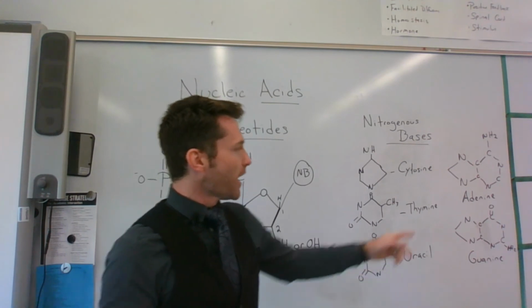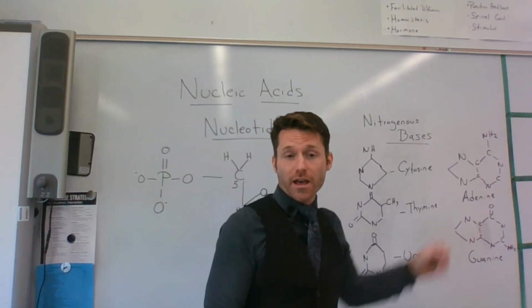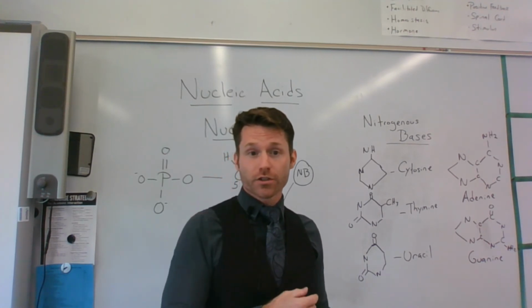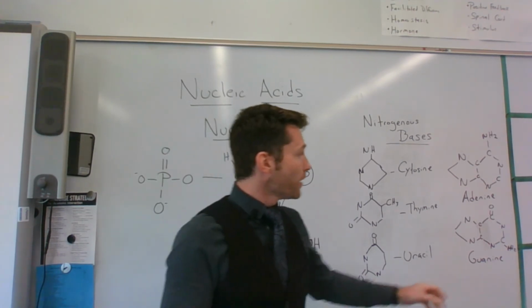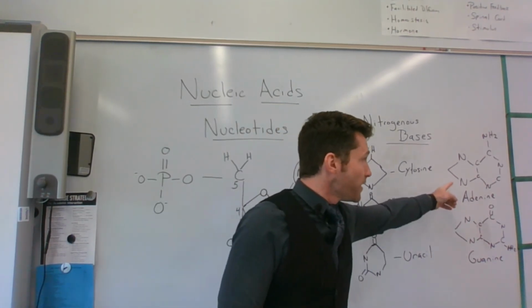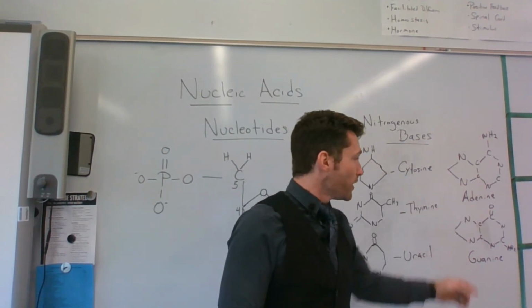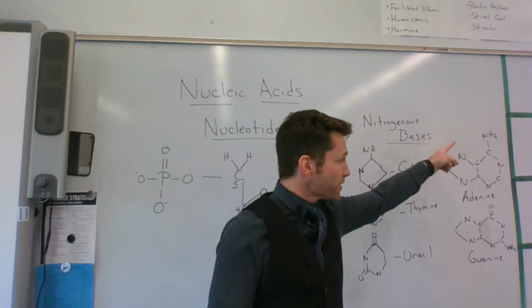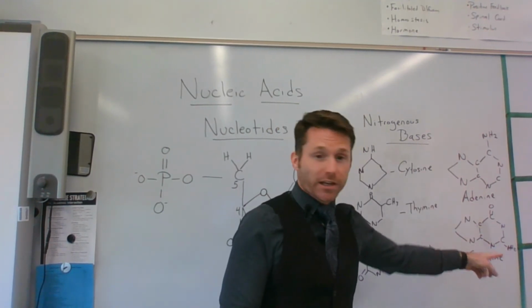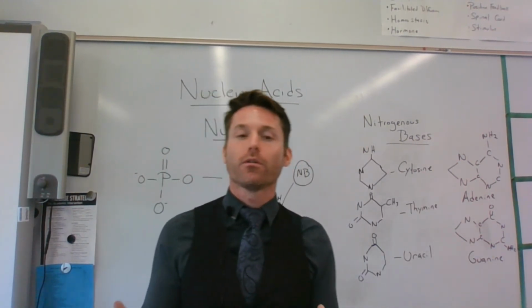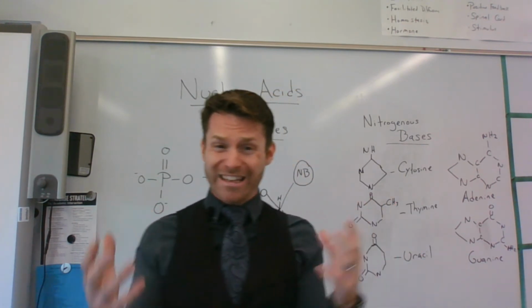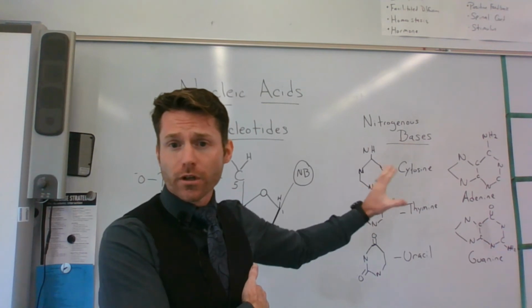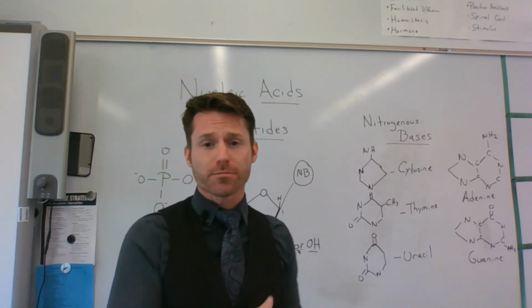Now, over on this side, I have the purines, which are two-ring structures, right? And so we have adenine up top and guanine down the bottom. Again, same overall structure, just different functional groups stuck on in different places. You do not need to know the molecular structures of the individual nitrogenous bases, right? That's beyond the scope of the course.